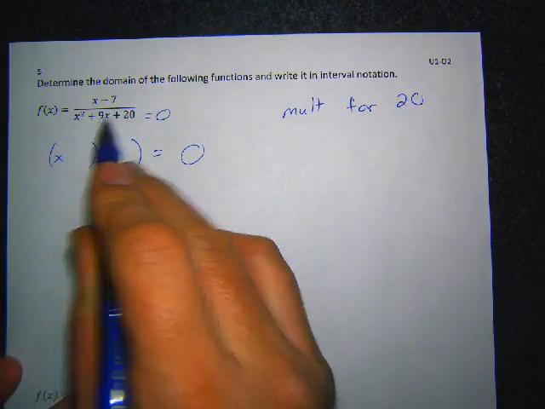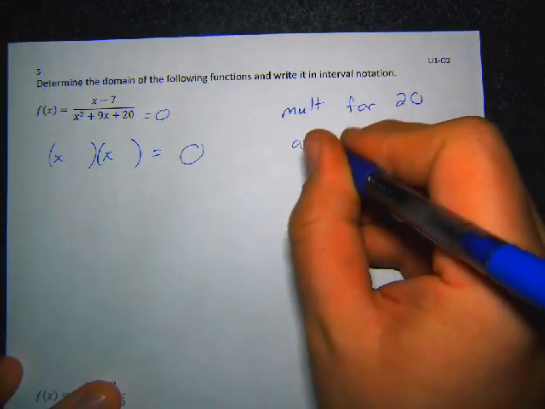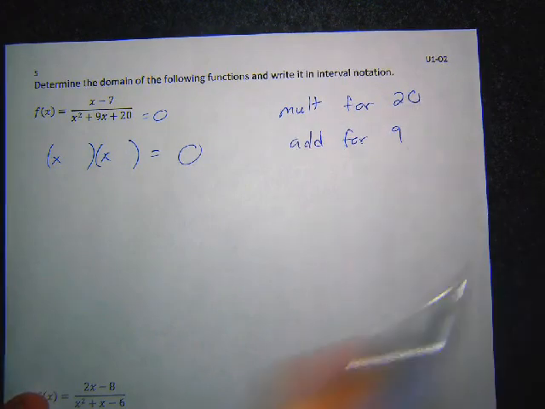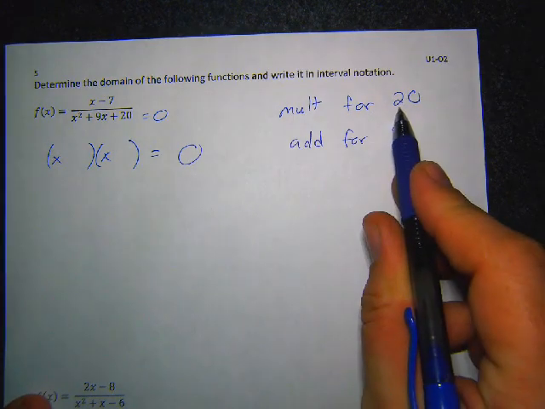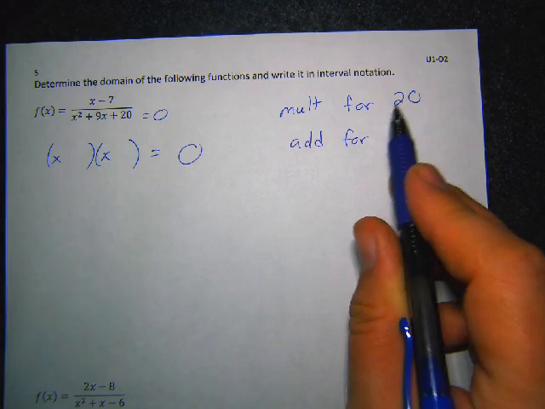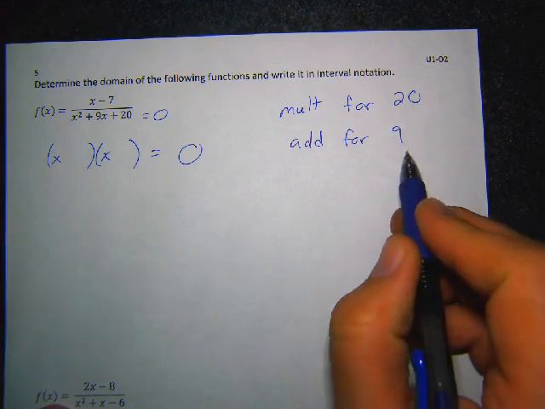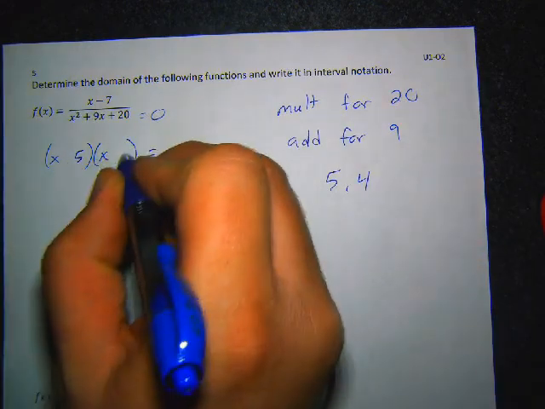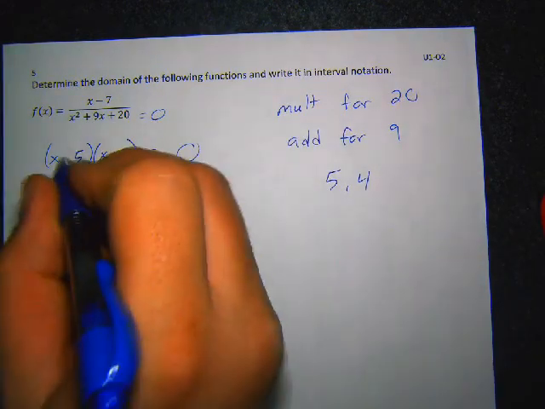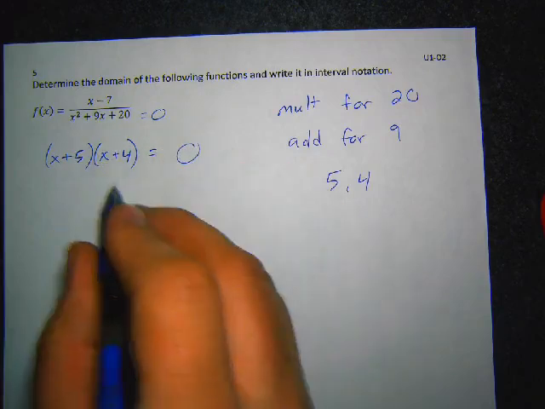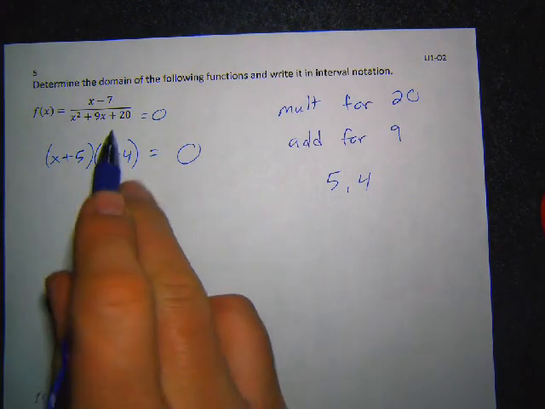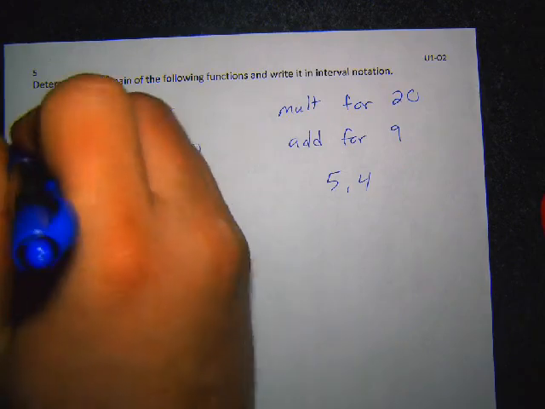So remember that we multiply for 20, but we add for 9. We're looking for two numbers that multiply for 20 and add for 9. Like 2 and 10 multiply for 20, but they don't add for 9. What else? Well, 5 and 4 multiply for 20, and 5 plus 4 gives us 9. Both positive, you multiply and get positive 20, and you add and get positive 9. That's called factoring.